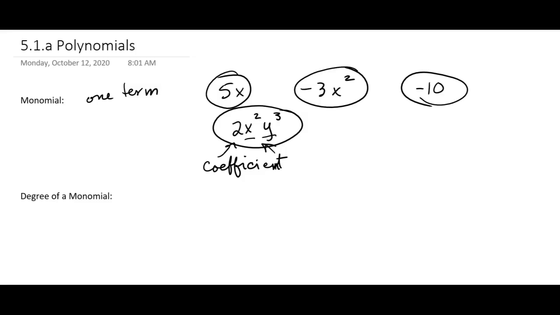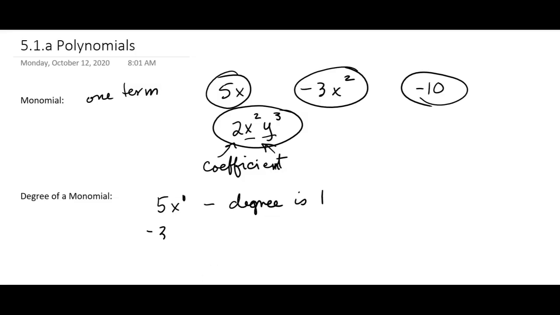All right. So we can also have what's called the degree of a monomial. Let's look at 5x. The degree of that monomial is 1. It comes from the exponent right there. That's x to the first power, and so it gets a degree of 1. Okay, so that's that one.